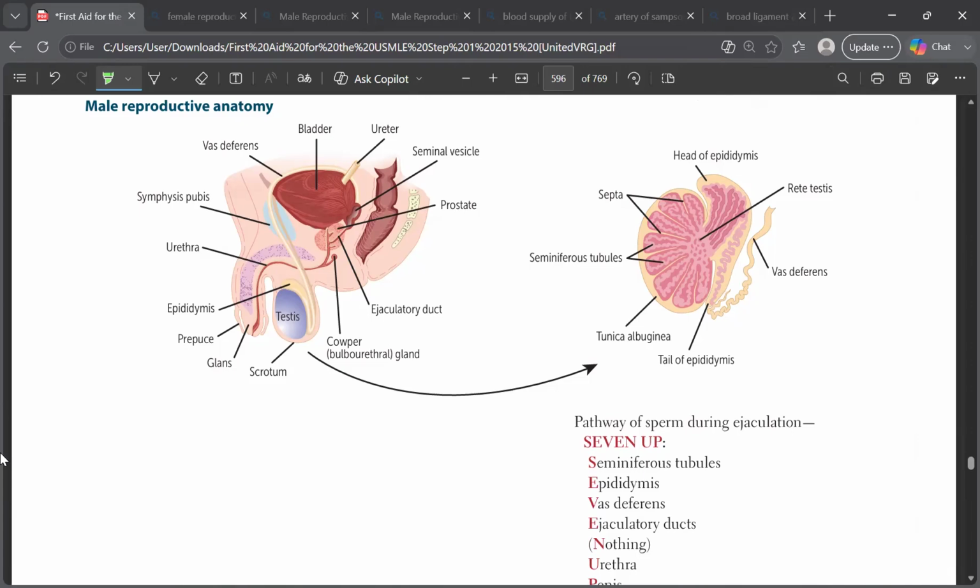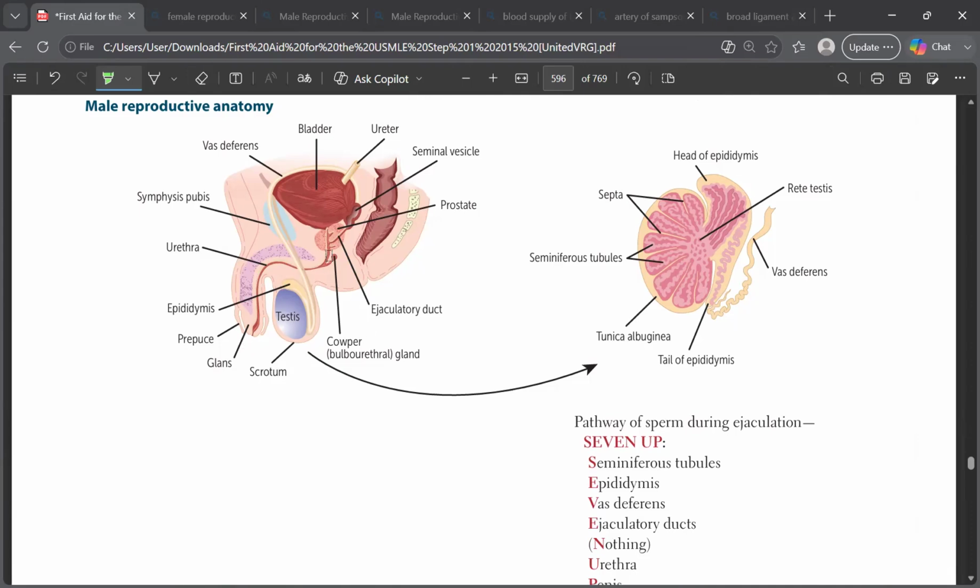So now we are moving to the male reproductive anatomy. This is the male reproductive system, and these are the testes, which are the gamete-producing organs. From bottom upwards, we have the scrotum. The scrotum contains the testis and the epididymis. Then we have the penis. It has a glans, a prepuce, a shaft, and a urethra. And this is the bone symphysis pubis right above the penis.